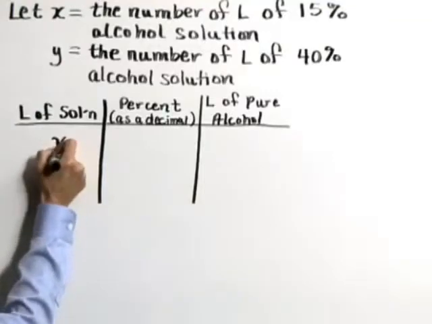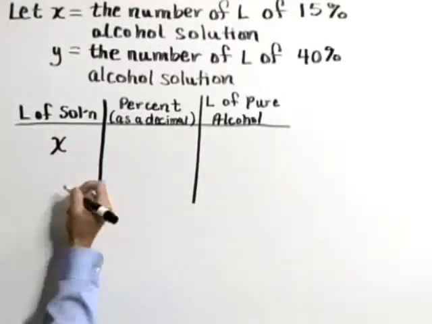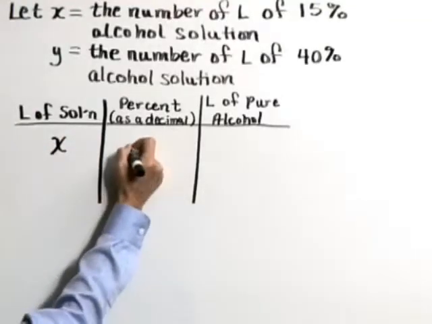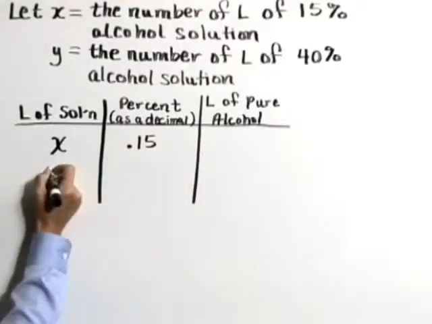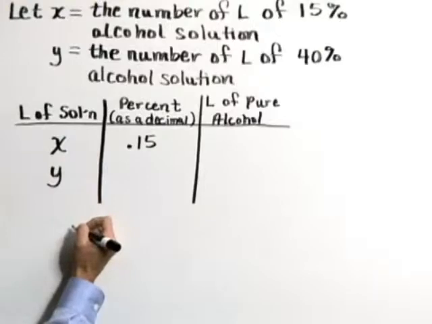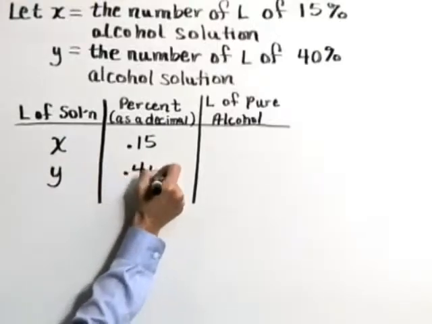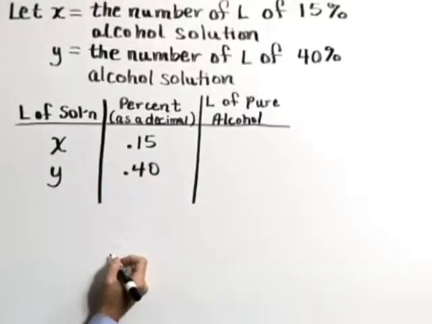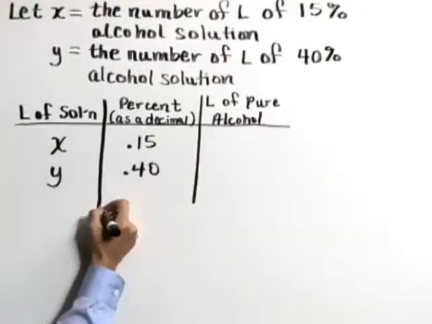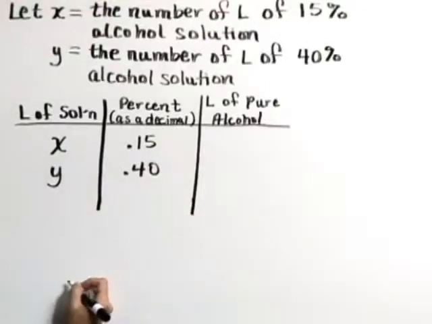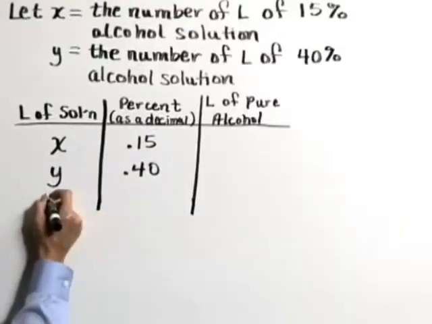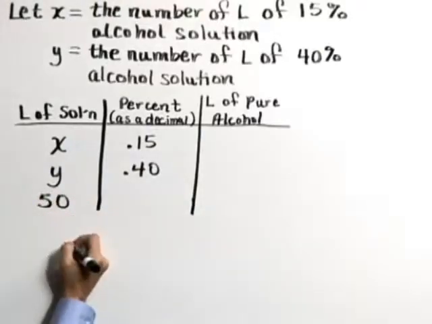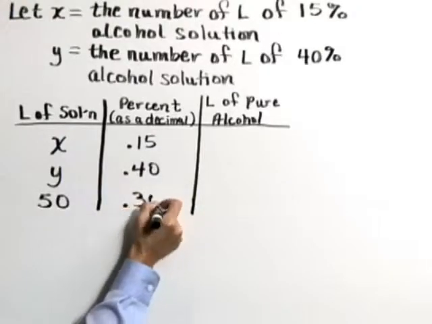We've let X represent the amount of 15% solution, and let's write that 15% in its decimal form. We've let Y represent the amount of 40% solution, and let's write that in decimal form as well. We're given that in the end, we're going to have a total mixture that is 50 liters of a 30% solution.